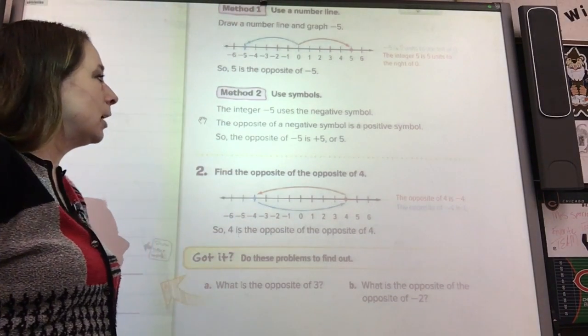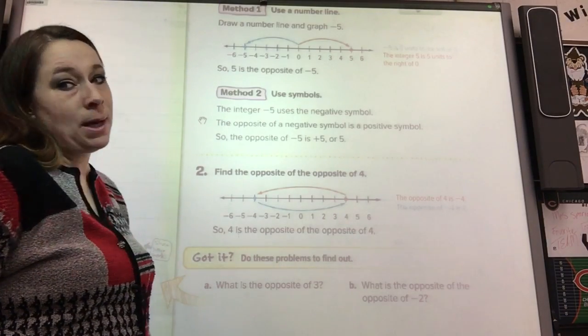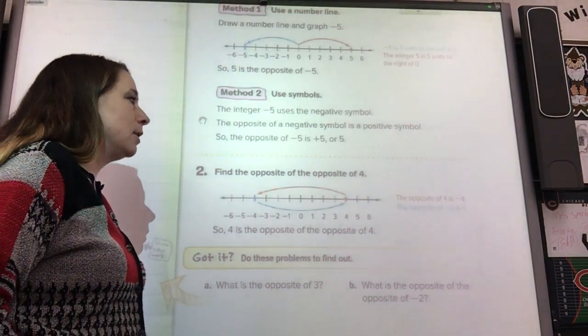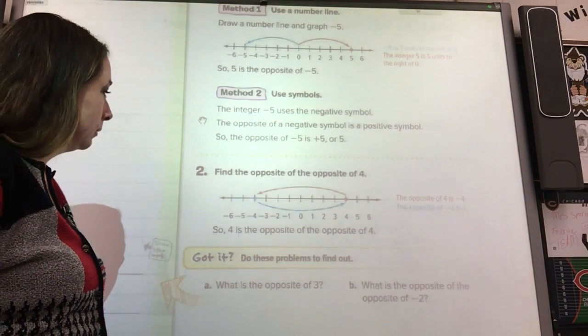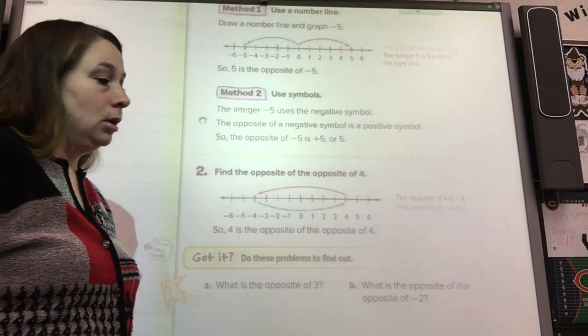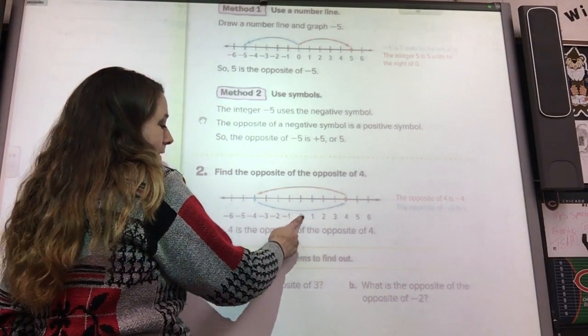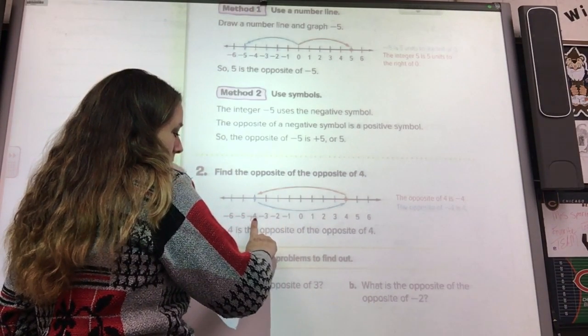Alright, the integer -5 uses the negative symbol. The opposite of the negative symbol is the positive symbol. So the opposite of -5 is +5 or just 5. Alright, find the opposite of 4. What's the opposite of 4? Well, you want to go just as much distance to the left of 0. So if you've got 4, the opposite is -4.